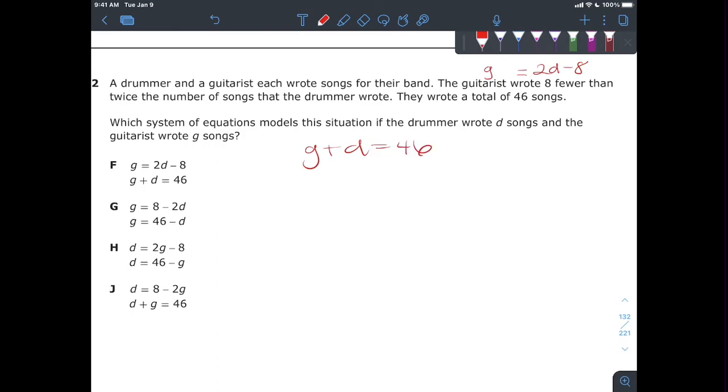So they gave me 2 equations. I'm going to take a look at all of these, and it looks like answer choice F is going to be the only one that matches.